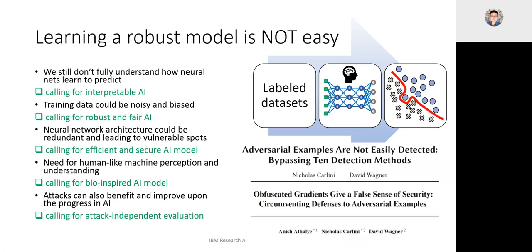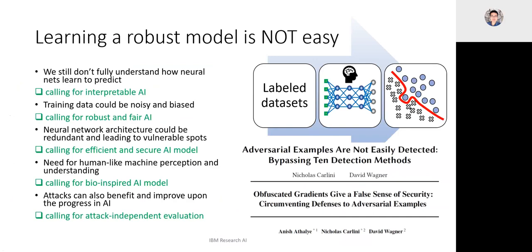And there are a lot of reasons why learning a robust model is challenging. For example, we usually don't have interpretability of how our AI model makes decisions, and our training data could be noisy and biased. And also, when we design these AI models, these neural networks, we really don't have the notion of security or privacy or robustness in mind. So the current architecture that we are training on could be vulnerable to these adversarial inputs.